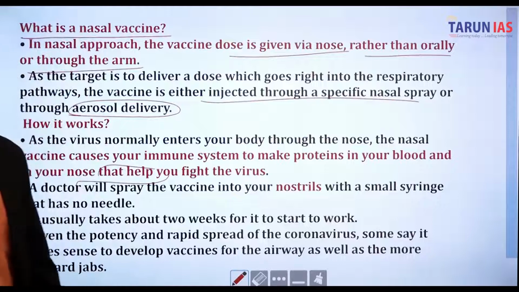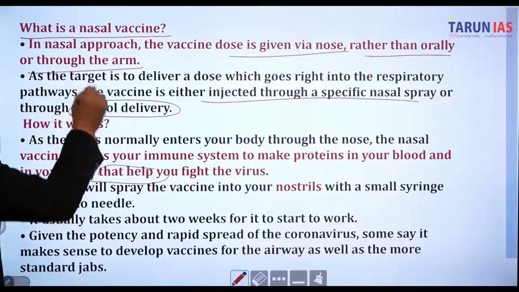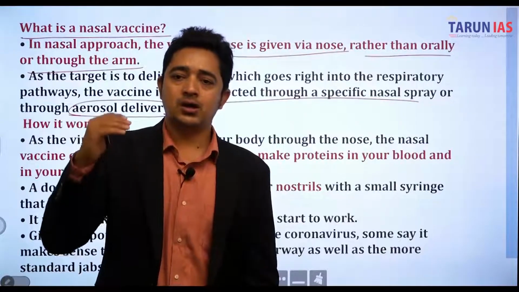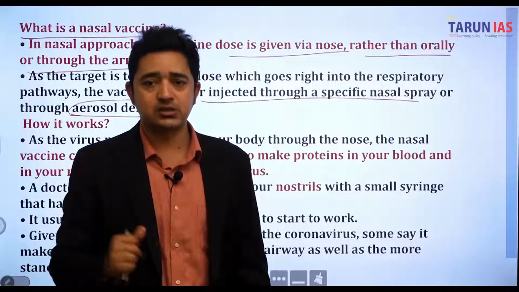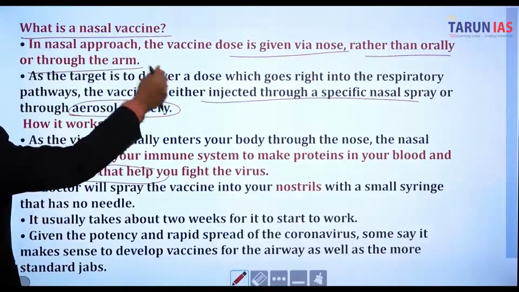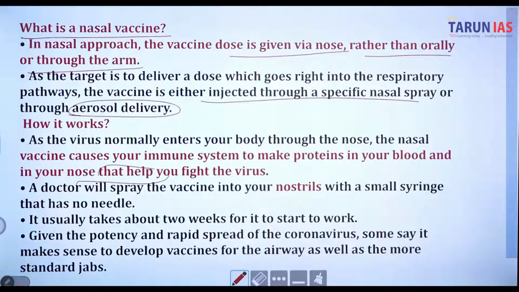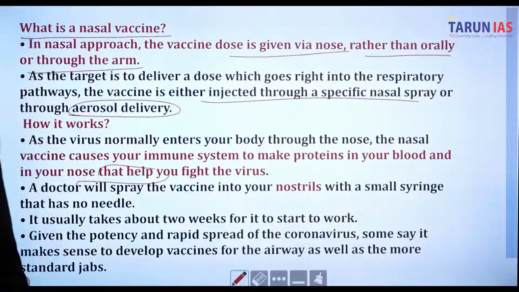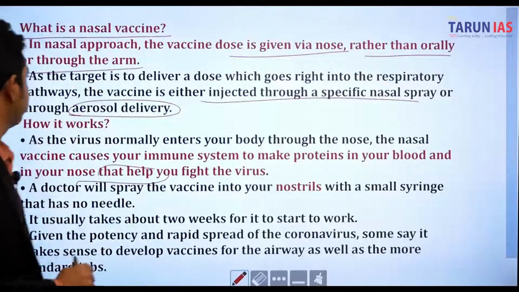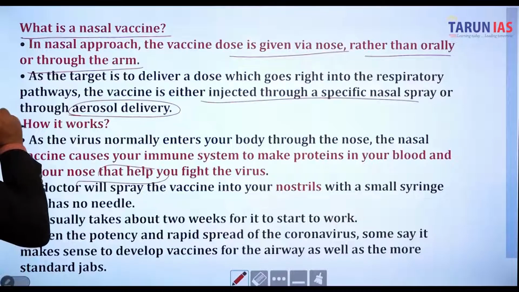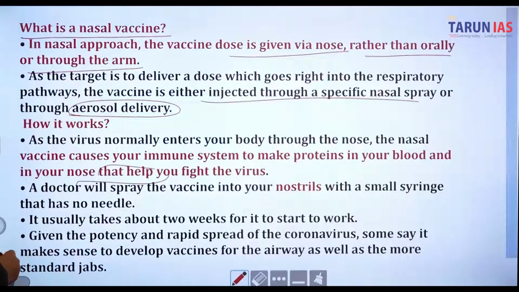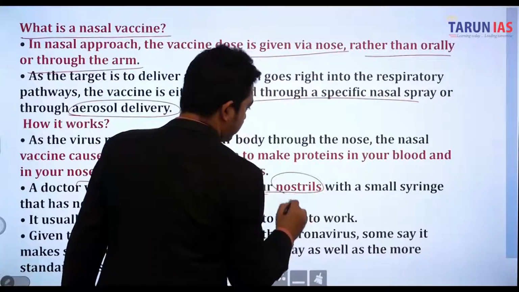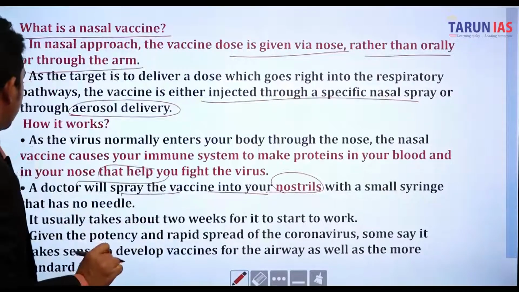But how does the nasal vaccine work? Most types of vaccine are injected, we can say with a syringe. But in the nasal approach, the vaccine dose is given via the nose rather than orally or through the arm, as the target is to deliver the dose right into the respiratory pathway. A doctor will spray the vaccine into your nostrils with a small syringe that has no needle.